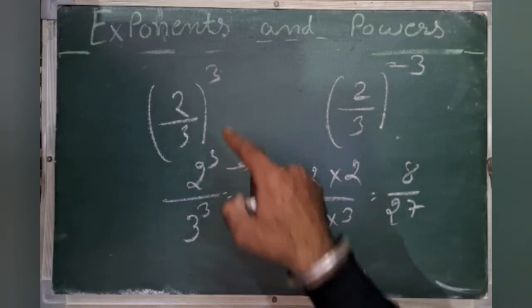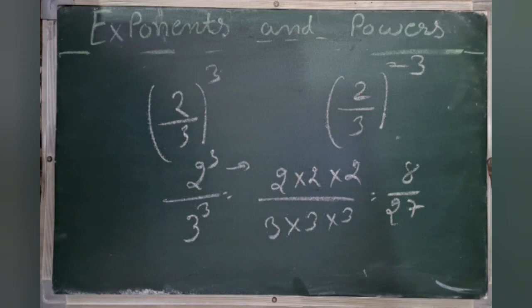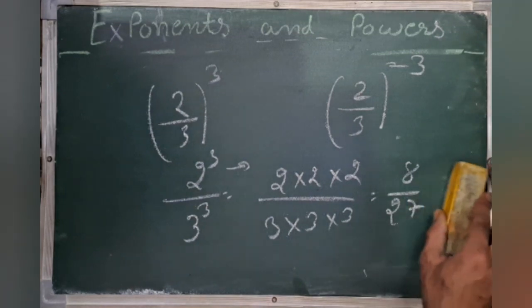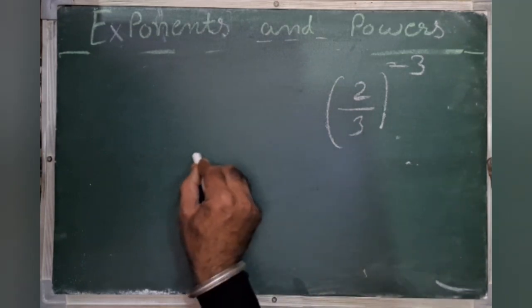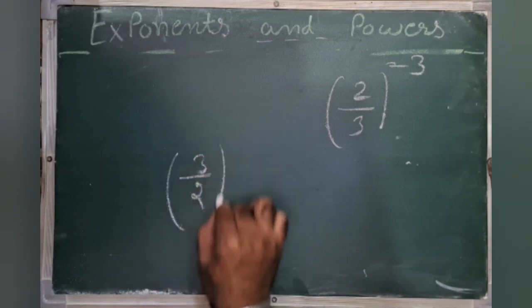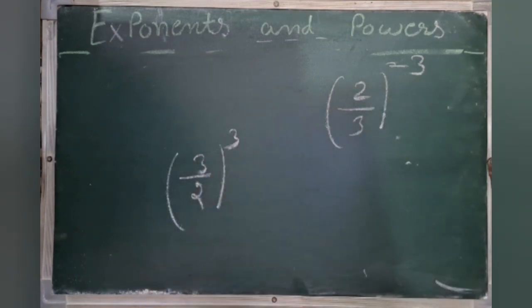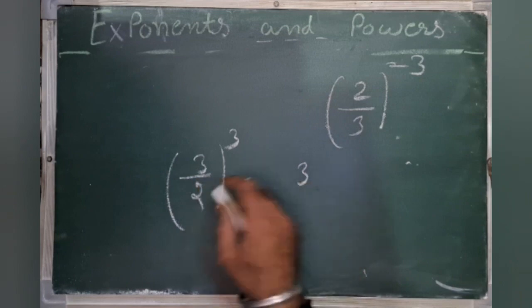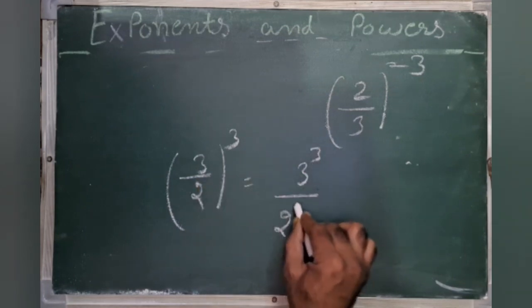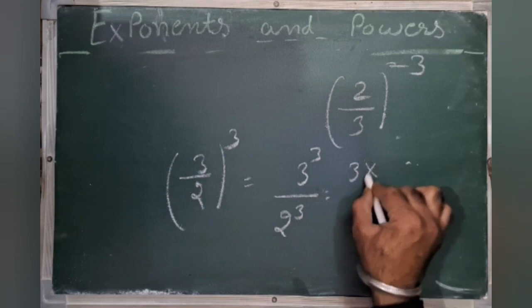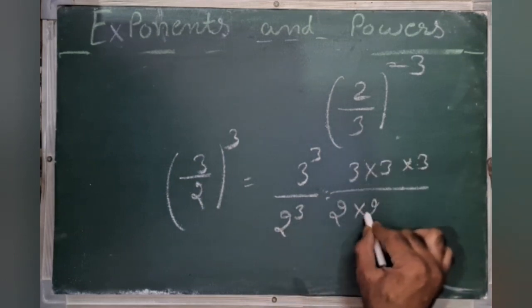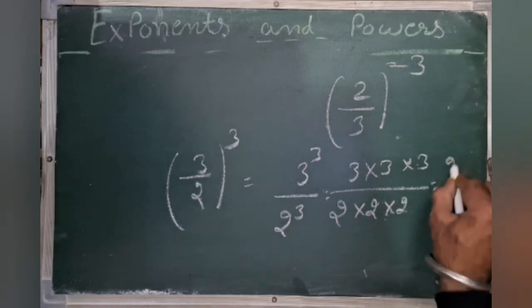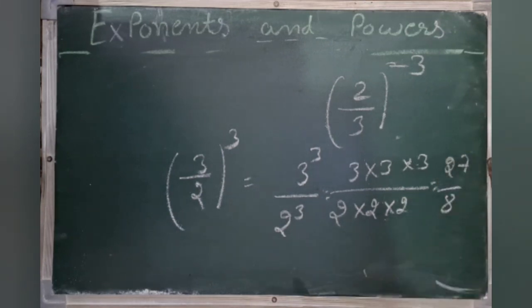This is if the exponent is positive. Now if the exponent is negative, what do we have to do? We have to take the reciprocal first. So the reciprocal of 2 by 3 is 3 by 2, and the power now becomes positive. So what do we do in this case? 3 power 3 and 2 power 3 also. So 3 multiply 3 multiply 3, and how many times do we have to write 2? 3 times. That is 27 upon 8.